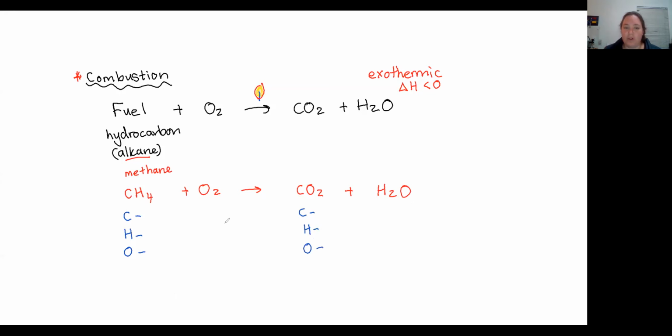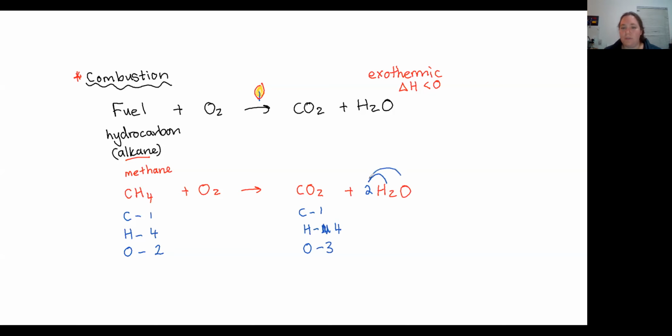You look at your number of carbons, hydrogens, and oxygens. Over here, we've got 1 carbon, 4 hydrogens, 2 oxygens. Over here, it's 1 carbon, 2 hydrogens, 3 oxygens. So my number of carbons is balanced, my hydrogens is out. So in order to get to the higher number there, I should put a 2 in front of water. 2 times the 2 there makes this become a 4.